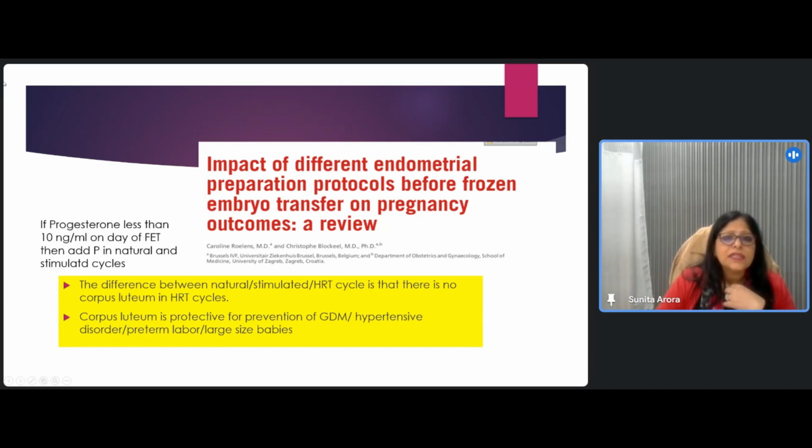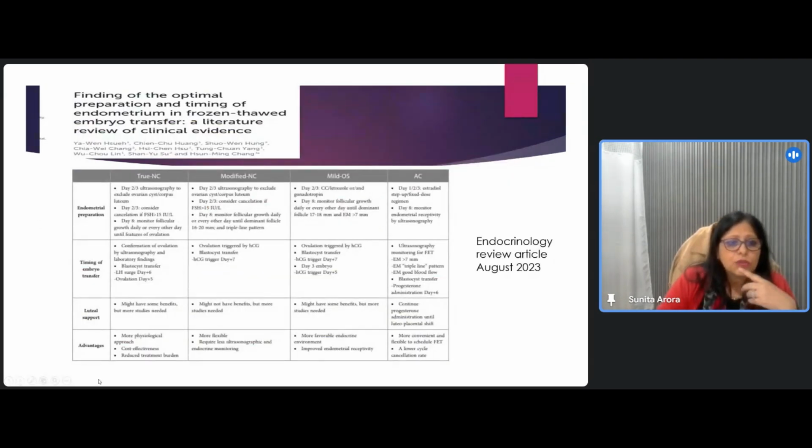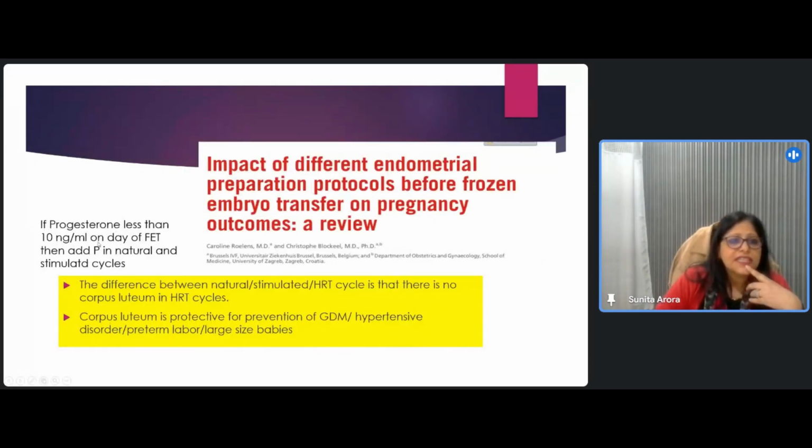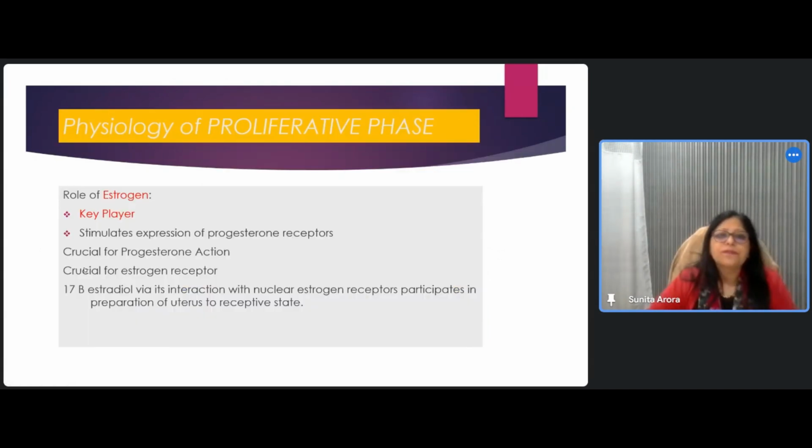Another point in this article: if progesterone is less than 10 on the day of FET, then in natural cycle and stimulated, because there was a controversy regarding, the last slide said that the luteal support is not needed at all, but there are some studies which say if it is less than 10, even if it is your natural or stimulated cycle, it is better to add a little bit of progesterone.